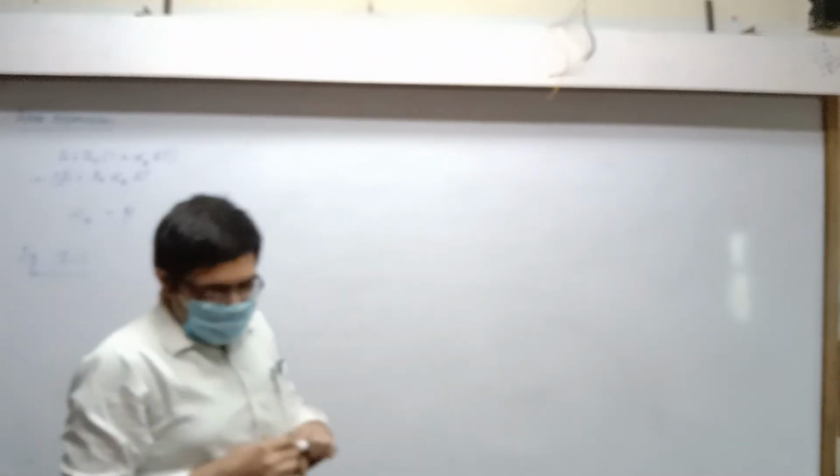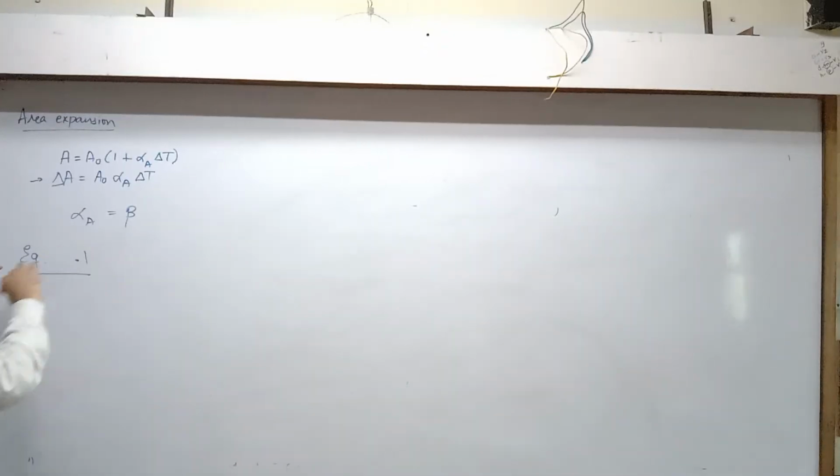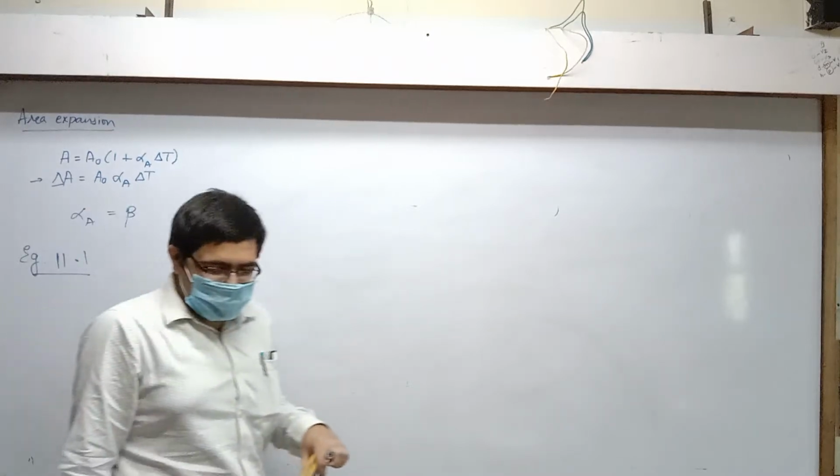Alright, and for that we are going to use example 8.1. This derivation is a theory example, definitely. Okay, right? So example 8.1. Sorry, Chapter 8, not 8.1. So sorry, it's not gravitation anymore. 11.1.